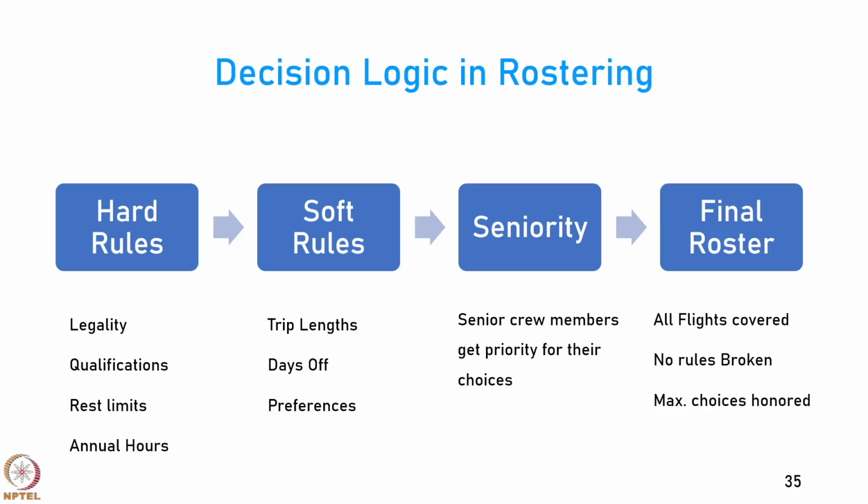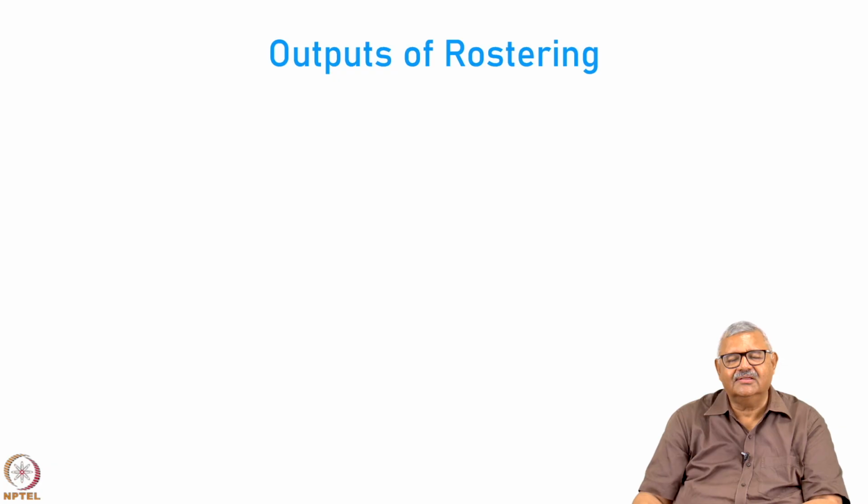That final roster contains information which ensures that all the flights are covered, none of the rules or the hard constraints are broken, and as far as possible the soft rules and the choices of seniority are honored. But once in a while you may not be able to incorporate seniority, you may not be able to incorporate the soft rules. So, what is the output of rostering?